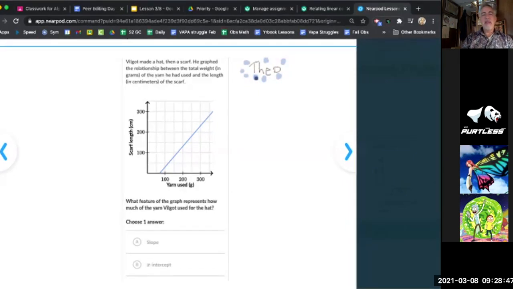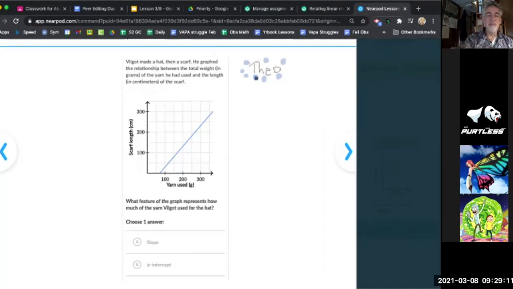With the length in centimeters of the scarf. So the longer the scarf, the more yarn used. As you can see, as you go up to 300 centimeters, a longer scarf, then you're obviously going to be using more yarn. That's what's called a direct relationship. It's direct because the more length of a scarf, the more yarn you use.